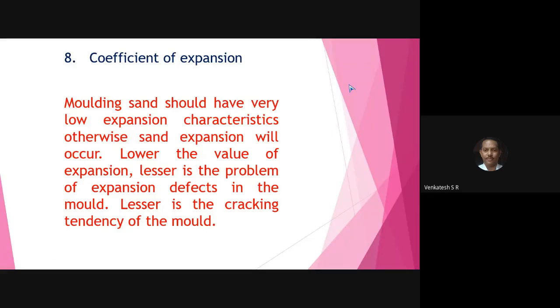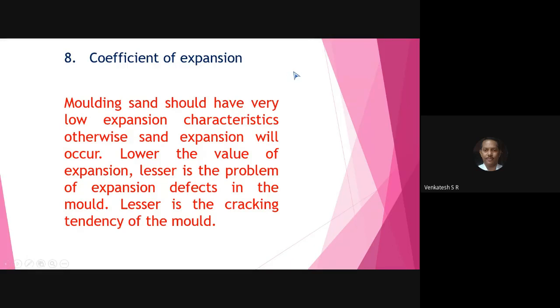Say the mold cavity is prepared, you coated it with the paint, and the mold is ready for pouring. If you pour the molten metal, due to the high temperature of molten metal, there may be expansion of the mold due to high heat of the liquid metal. For that reason, the coefficient of expansion of the mold material and the molding sand is very important. There must be an optimum property, that is coefficient of expansion.